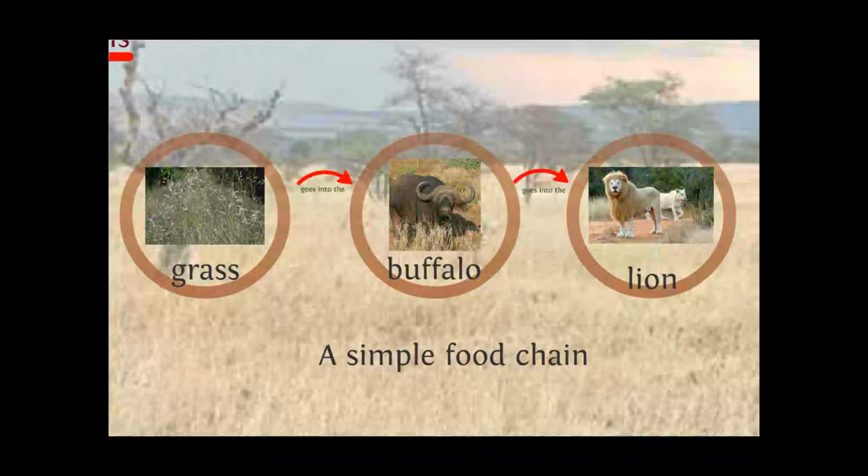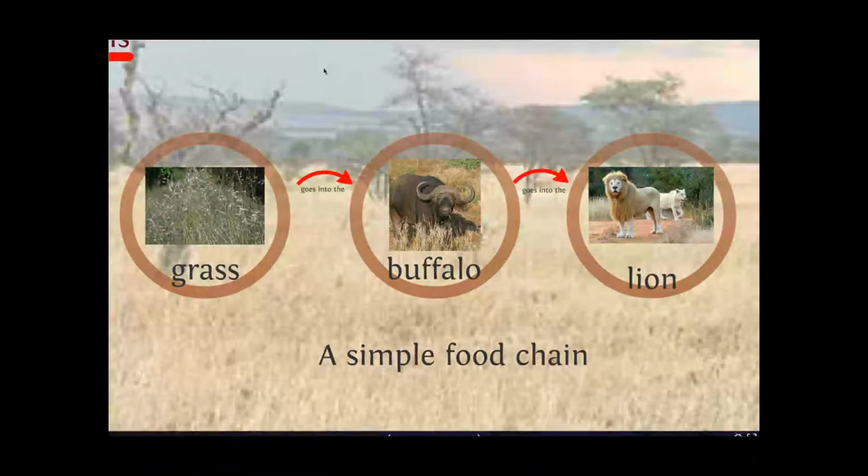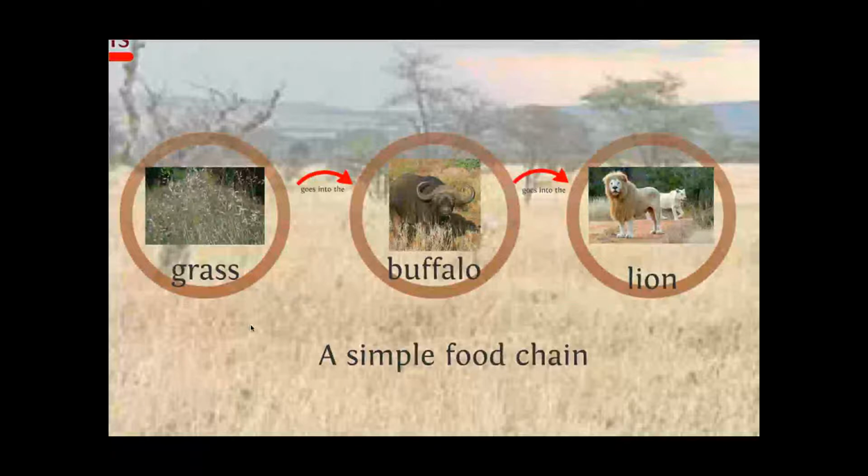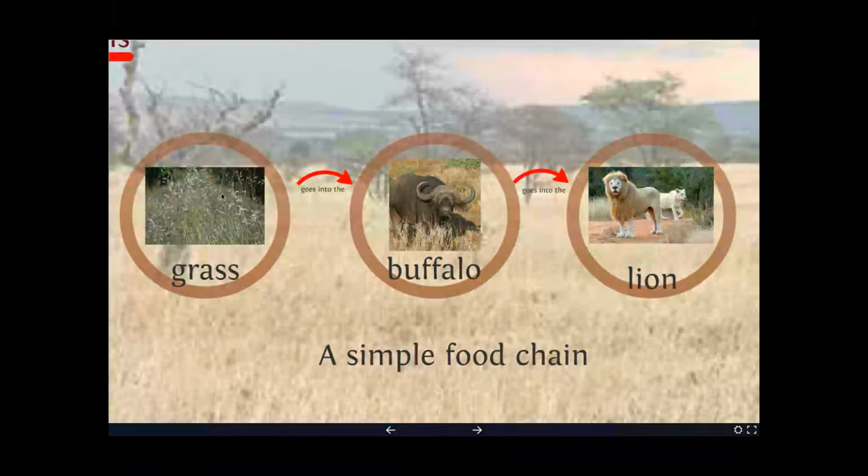The only two rules to remember when you're drawing a food chain, and these are very, very important, is one, we're always going to start with a plant. Plants are going to be the base of our food chains. They're going to be where the energy starts. So we're always going to start with the plants.